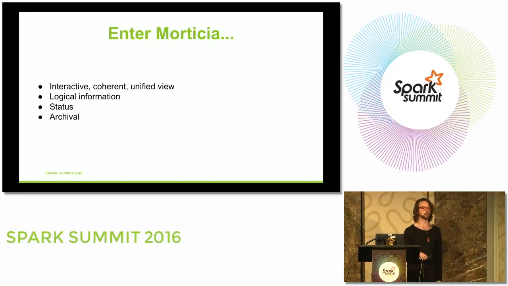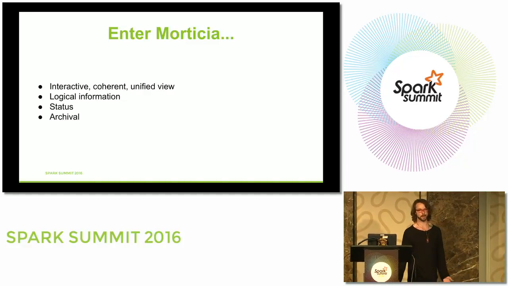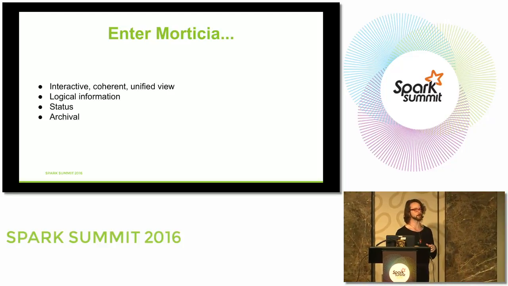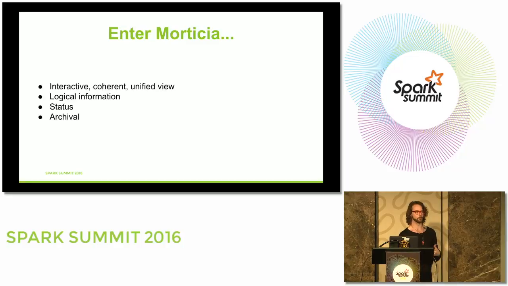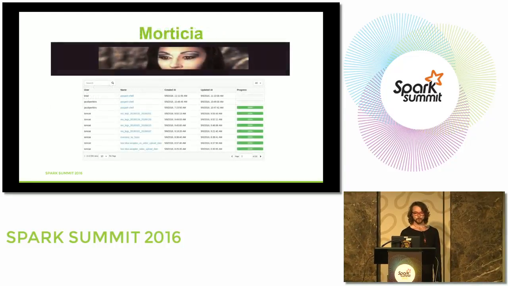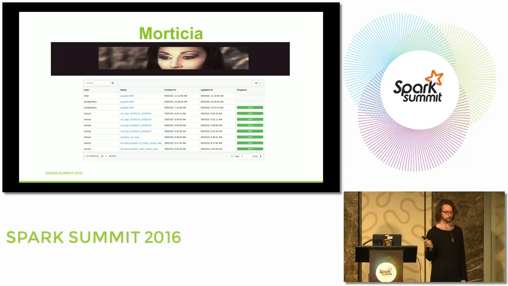And then there's archival, right? So unless you configure a history server for Spark, once you run your job and the job finishes and the Spark context shuts down, the Spark UI goes away. That kind of sucks, right? I don't get to see the DAG visualization. I don't get to see the metrics. I don't get to see any of that information once the Spark context goes away. With Morticia, it sticks around. So with Morticia, I want to try to answer the same questions.